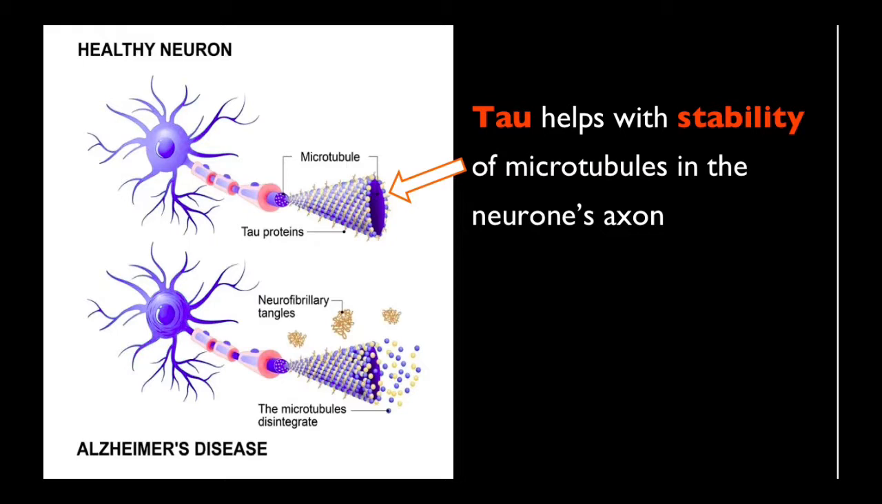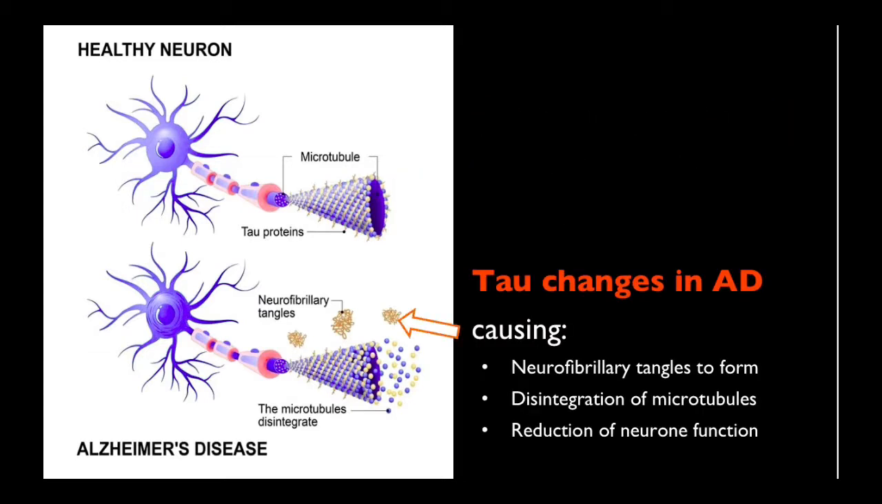Microtubules use a protein called tau to assist with their stability. When the protein is phosphorylated in Alzheimer's disease, the change causes tau not to bind to the microtubule, and instead it binds to other tau proteins. This aggregation forms NFTs. As the microtubules are no longer stable, they break apart and no longer work, reducing the function of the neuron.